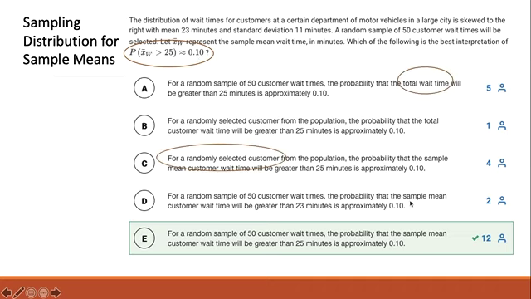So these were the most commonly missed wrong answers. A is wrong because this is a statement about total wait time, but the probability we care about is about the probability of an average wait time. Part C is also wrong because this is a statement about a randomly selected customer. This probability statement, this event has nothing to do with a single customer. It has to do with the average of 50 customers.